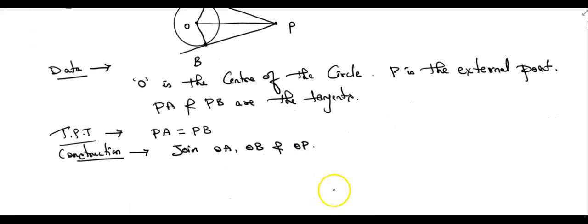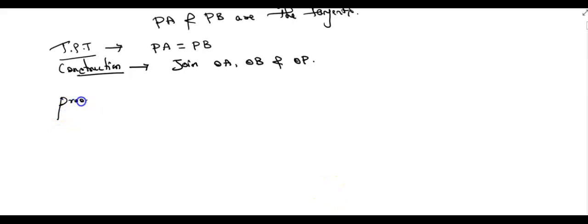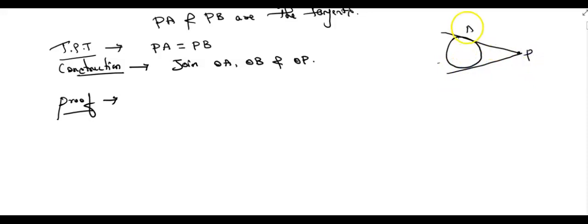Now let me do the proof to prove that PA is equal to PB. Proof. See children, as you have seen the figure, right? This was my tangent. This is the circle. No need to draw once again. Actually the figure is stopped, so I am just roughly drawing here. So this is my tangent, right? PA and PB. These are my tangents, right? Now see here. Proof. In triangle OAP.